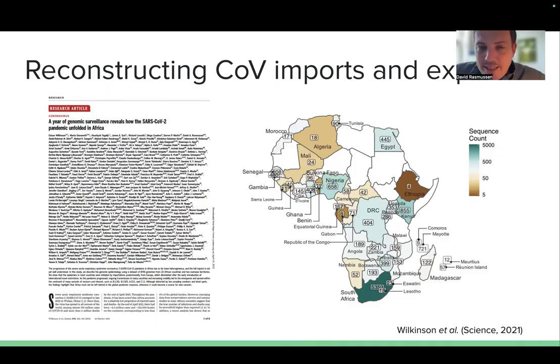So as part of this analysis, looking at how SARS-CoV-2 spread both around the world and Africa, we were really interested in looking at how much actual movement there was of viruses from outside of Africa, the rest of the world, into Africa, and how much movement there was from Africa back out, to see whether these travel restrictions were actually justified or not.